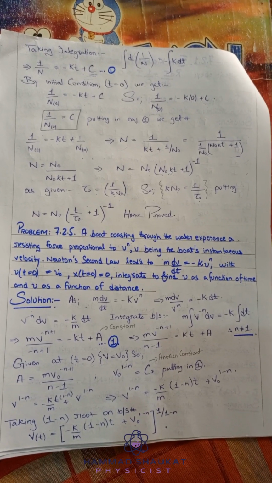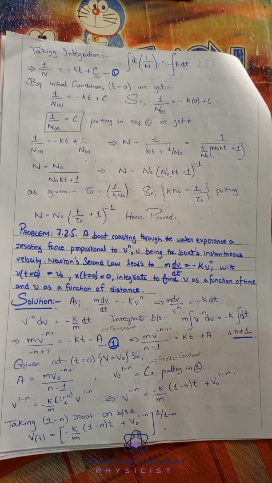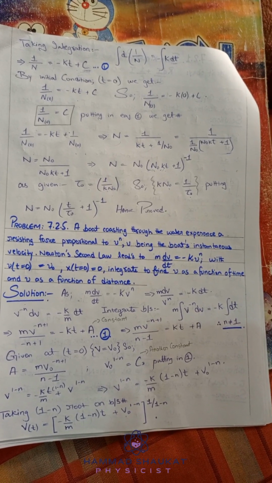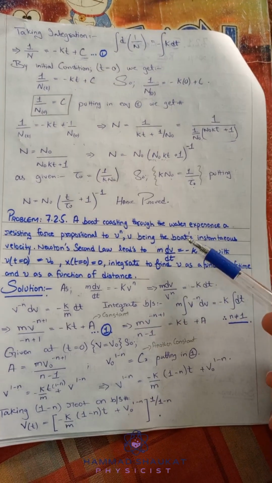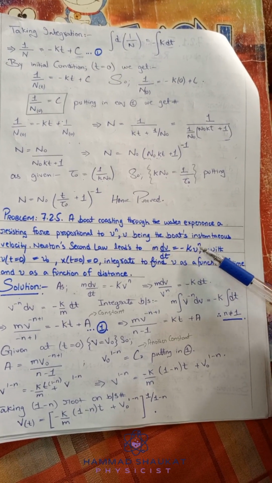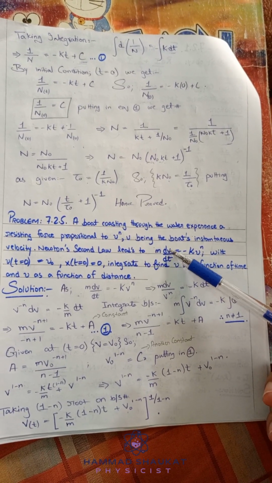Integrate, you have to integrate and find the value of v as a function of time and v as a function of distance. These two things you have to find. Again, you have to write first of all your expression, which is m dv/dt = -k v^n. This is also a first order differential equation because the power of the derivative is 1.